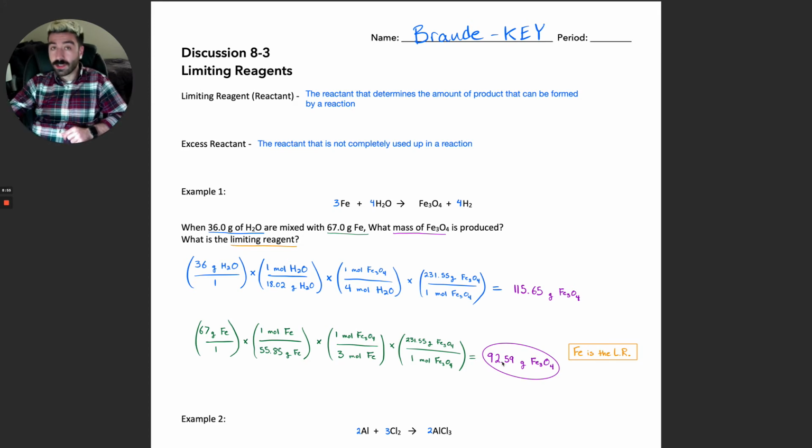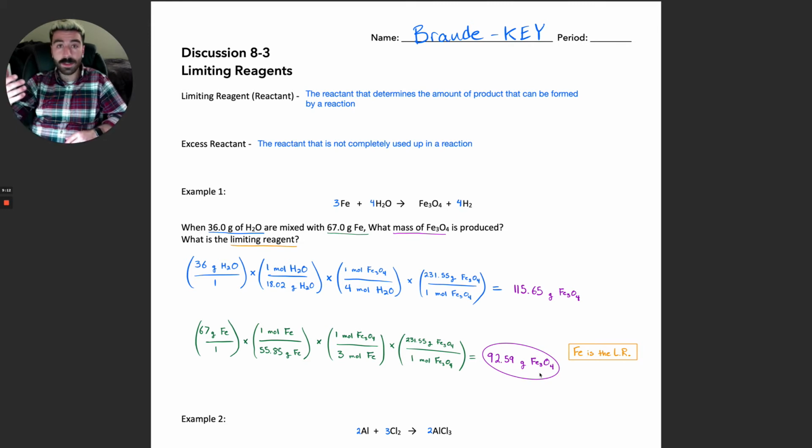So I go ahead and circle the smaller number, because I can only make the amount that the limiting reactant will allow me to make. I will run out of iron oxide before I run out of water, because this makes less iron oxide. You know what I mean?